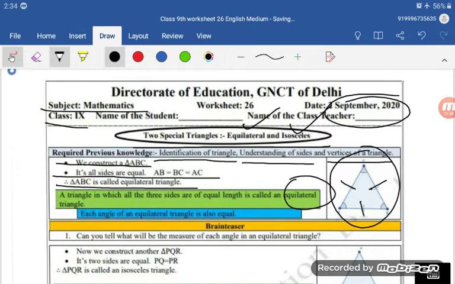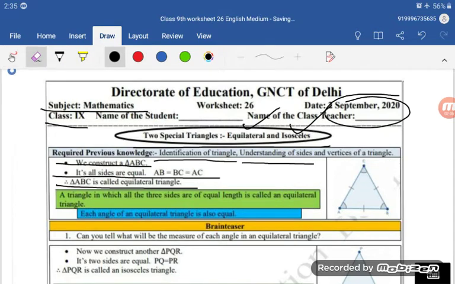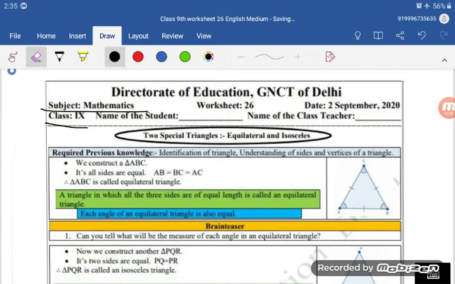Also, in an equilateral triangle, all its angles have equal measurement. That is, each angle of an equilateral triangle is equal, and the value of each angle is 60 degrees. Means each angle of an equilateral triangle is 60 degrees. So this is all about the equilateral triangle.